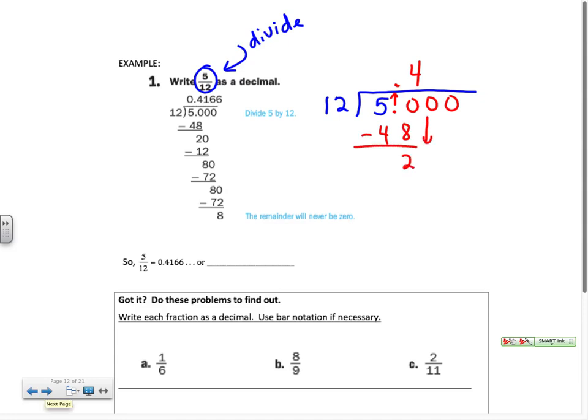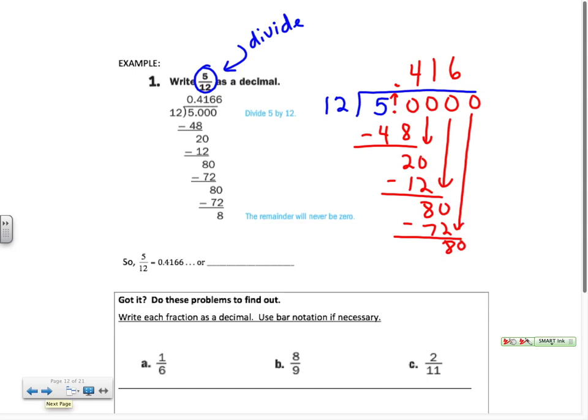Bring down the 0. 12 goes into 20 one time. 12 times 1 is 12. Subtract, you get an 8. Bring down the 0. 12 goes into 80 6 times. 12 times 6 is 72. Subtract, you get an 8. And here's where we see this pattern repeating. If I were to bring down another 0, I still have this 80 that repeats. So we can see the 6 is going to continue to repeat.